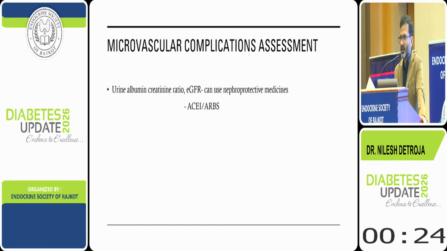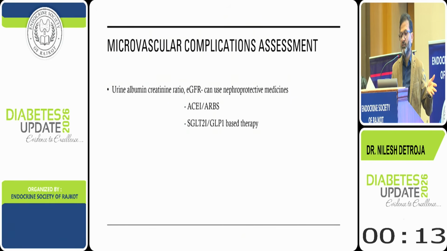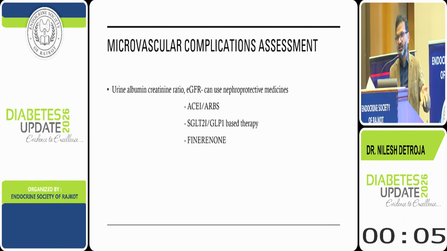We have so many medicines that we can use in the early stage of diabetic nephropathy. Whenever a patient has microalbuminuria, you start ACE inhibitors or ARBs to reduce it. We have SGLT2 inhibitors for proteinuria reduction, GLP-1 based therapy, and finerenone. Now if you don't check at all, how will you use these? So use albumin creatinine ratio at least once a year.